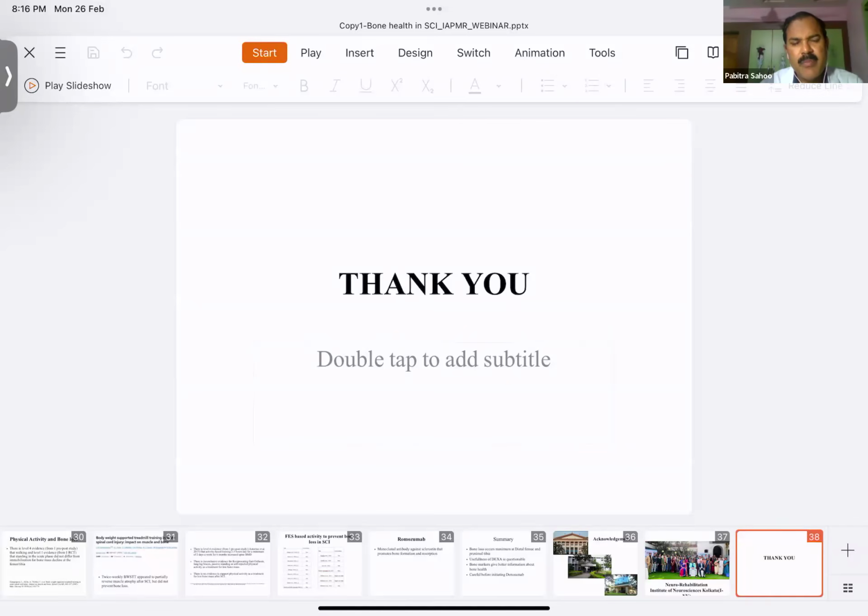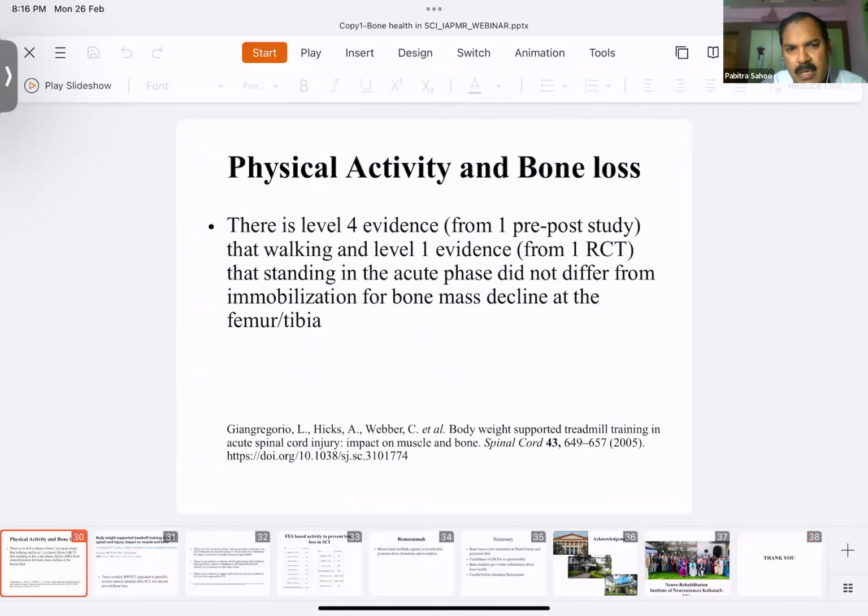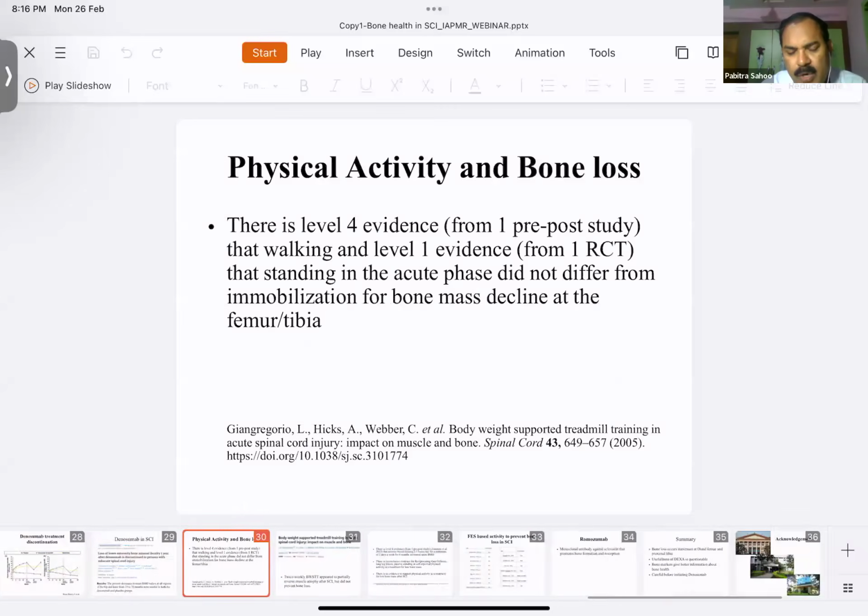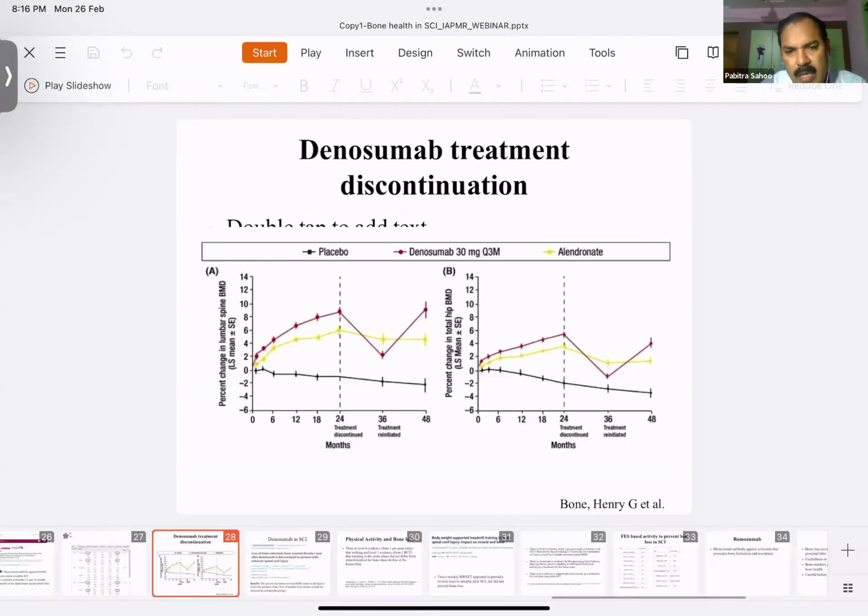Then somebody asks about an option: as per the evidence you have shown, once denosumab is stopped, the BMD is coming down again. The second curve shows alendronate. Can it be a drug which can replace denosumab, which maintains the BMD and is low cost?